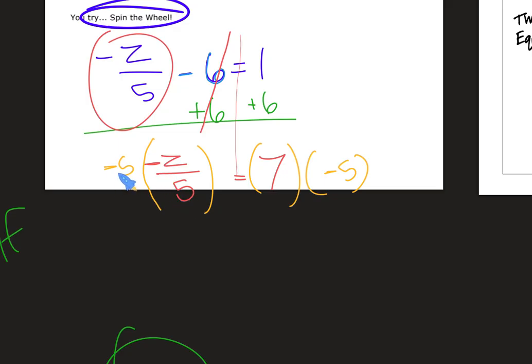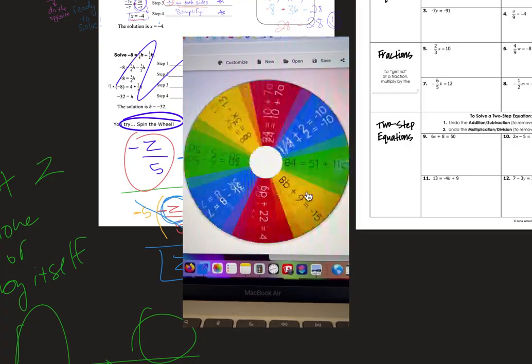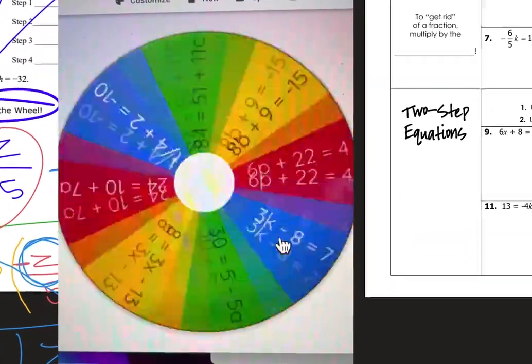Multiplying by negative 5. So negative 5 times negative z over 5, the negative 5s and the negatives, and the 5s, okay, they cancel. Leaving us with z equals negative 35. Let's spin again, here we go.